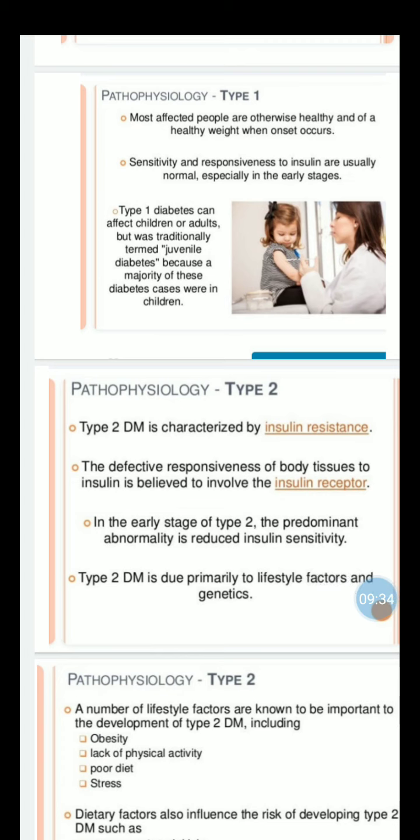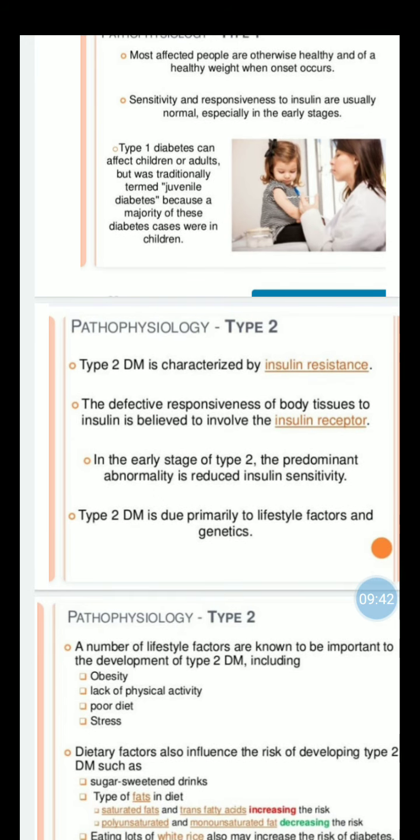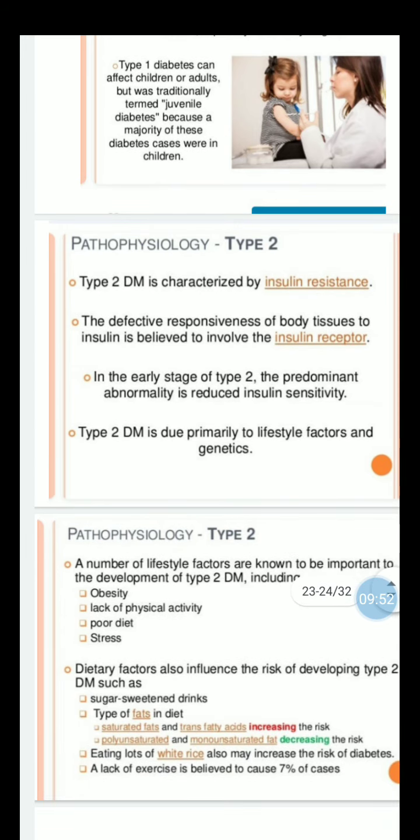Second, type 2 diabetes is characterized by insulin resistance. This defective responsiveness of body tissues to insulin is believed to involve the insulin receptor. In the early stage of type 2 diabetes, the predominant abnormality is reduced insulin sensitivity. Type 2 diabetes is because of first, lifestyle factors, and second, genetic factors.